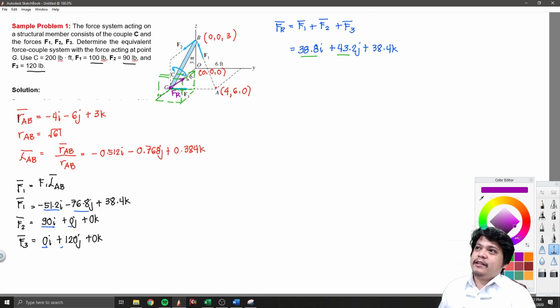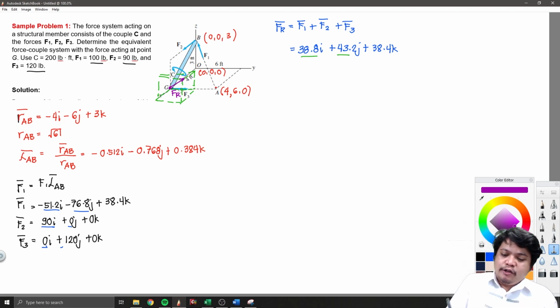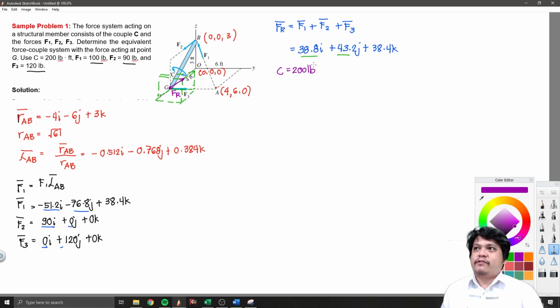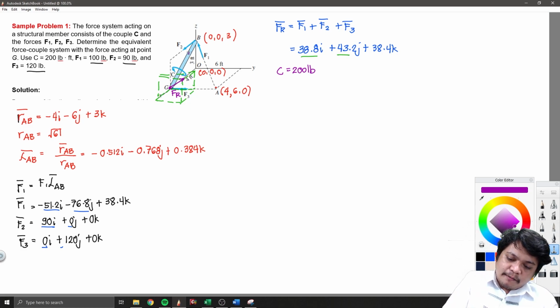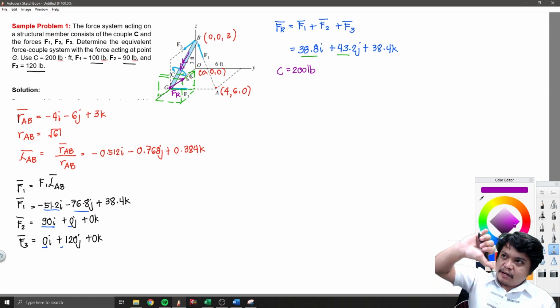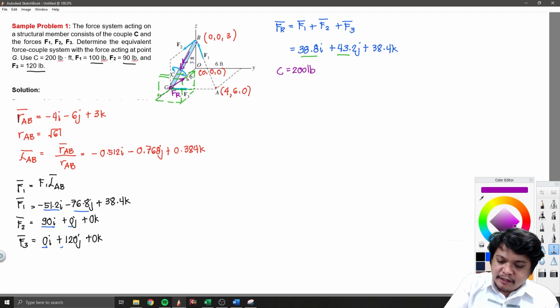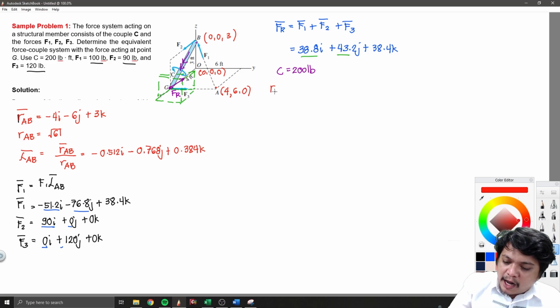Kailangan kunin natin yung pinaka-moment. Okay? Yung C natin, which is C equals to 200 pounds, kailangan makuha din natin yung kanyang pinaka-vector form. Okay? So, kung titingnan natin by right thumb rule, pag ganito siya, no? Ayan. Okay? Pag ganun, tapos paikot. Okay? So, we will be having here from B to G. So, kailangan kong makuha muna yung position vector R, B, G.